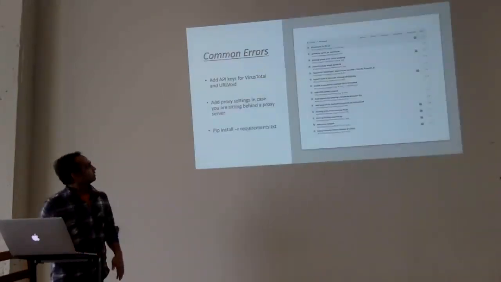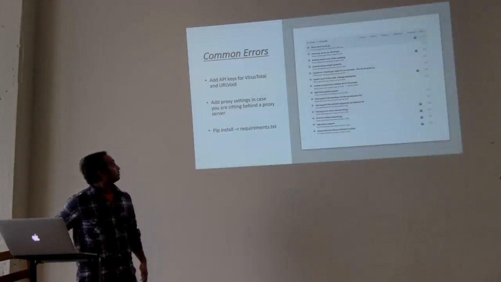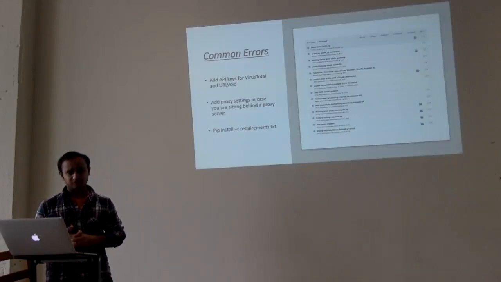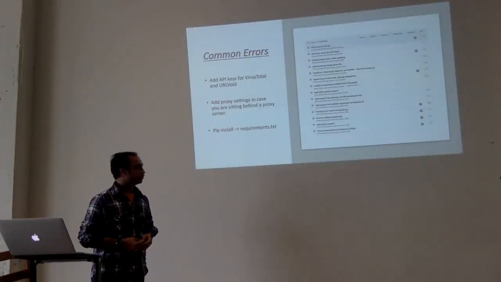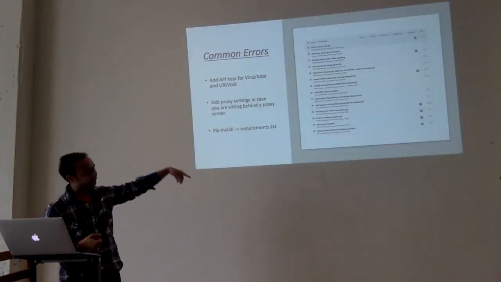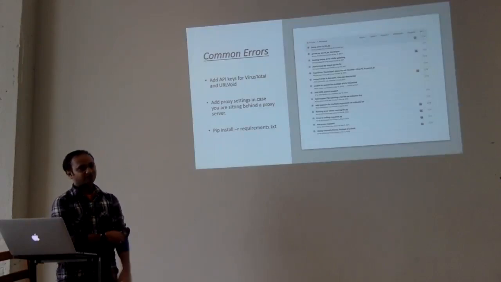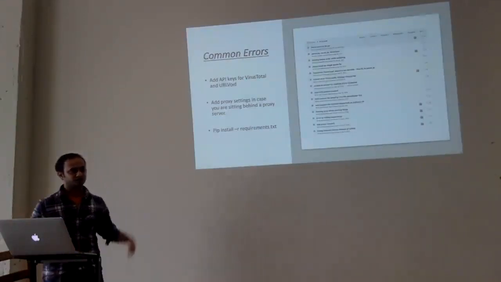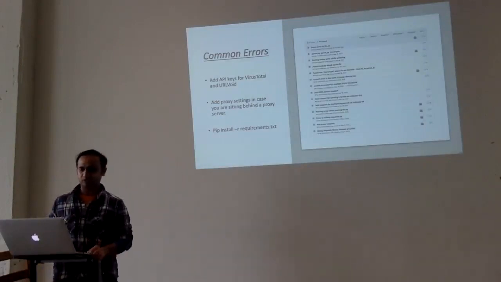So there were some common errors. I'm not sure if that's clearly visible, but there were some common errors which I faced when I was developing this tool, or when others started using the tool from GitHub. They reported a lot of them. One of the common ones is to make sure that you always add your API keys, your VirusTotal as well as your URL Void API key. Just go to the website, generate your API key, and add it to the code. I'll show you the location where we do it.